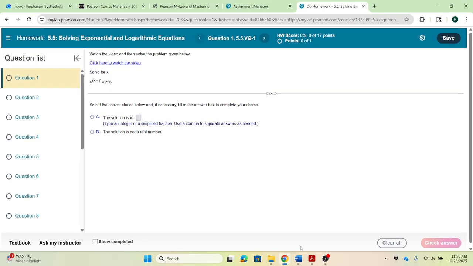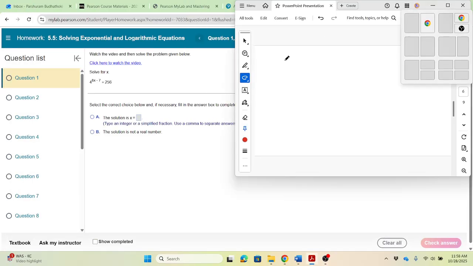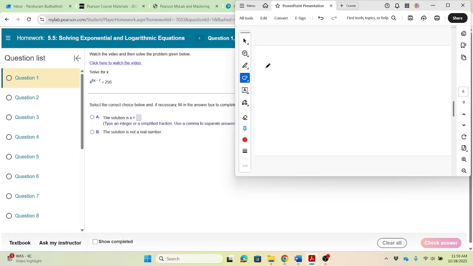Question number 1. Solve this equation. Can we express both sides of the equation with the same base? So the answer is yes. Or can you write 256 as 4 to some power?